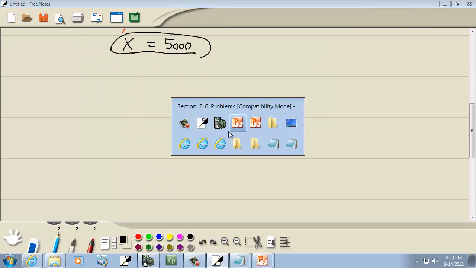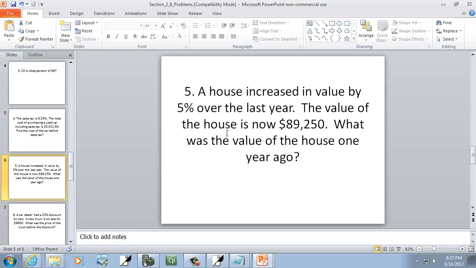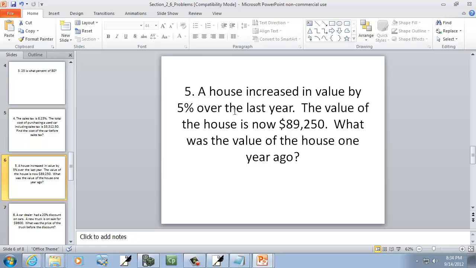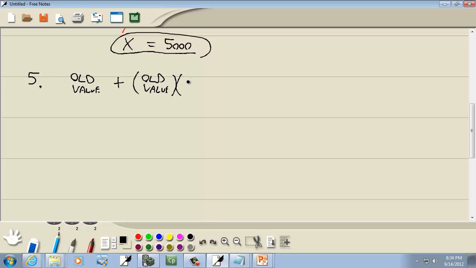Well, let's look at the next problem. A house increased in value by 5% over the last year. The value of the house is now this. What was the value of the house 1 year ago? Well, this is increasing, so this will be a plus problem. So we have our old value plus our old value times the percent increase equals our new value.